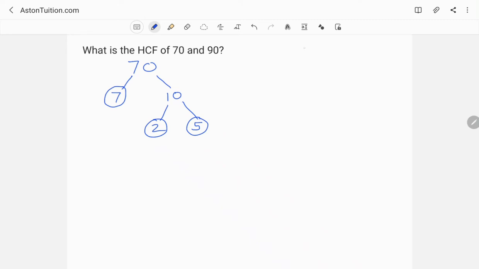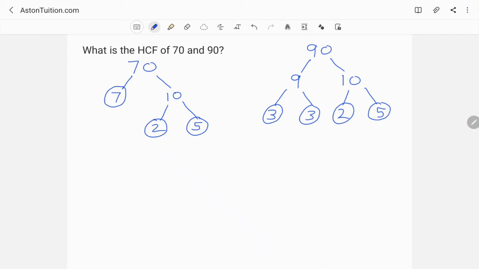Now we do the same for 90. We can say 9 times 10. Neither of them are prime, so we carry on. 9 is 3 times 3, prime numbers, so we circle them and stop. 10 is 2 times 5. Again, both are prime, so we circle them and stop there.